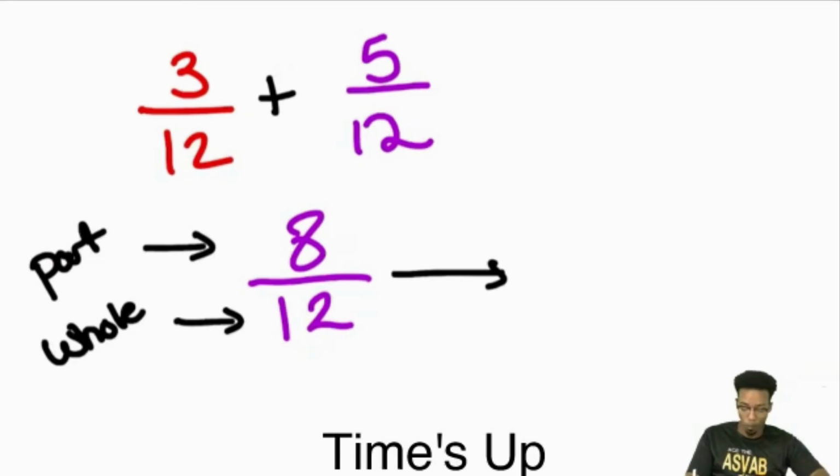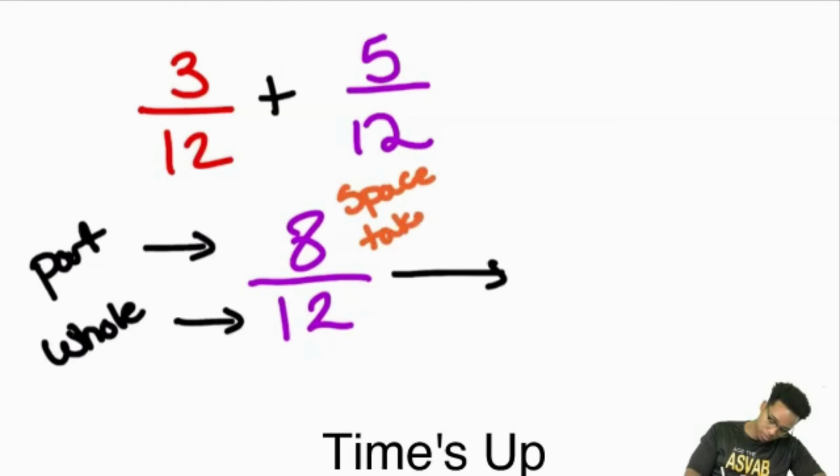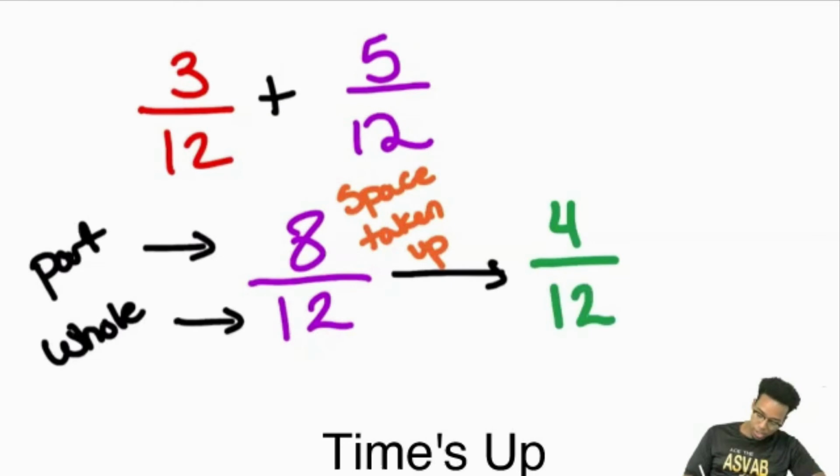Yeah, 4. So again, this is space taken up. And then if I write 4 over 12, and use a different color to make it more consistent, this is the empty space.